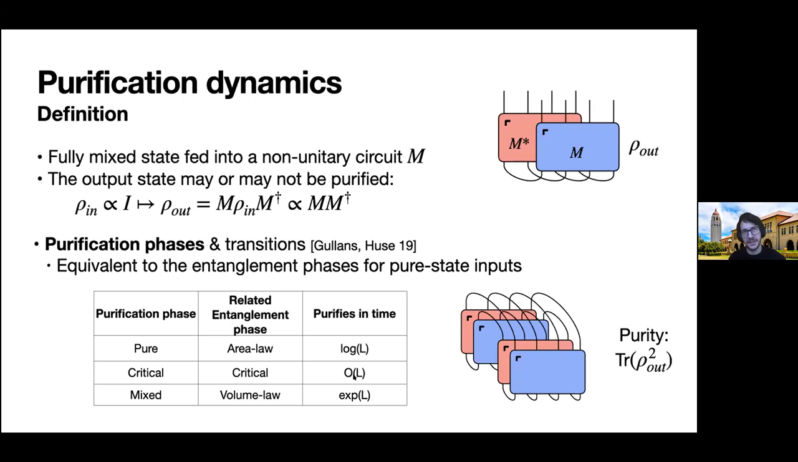In particular, these critical points appear to have z equals 1, so the purification time is actually linear in system size. And when I say purifies, we always mean we're looking at the purity, the trace of the output state squared, which you can represent as this diagram here. There are two copies of the output matrix rho, and they're contracted in this fashion.